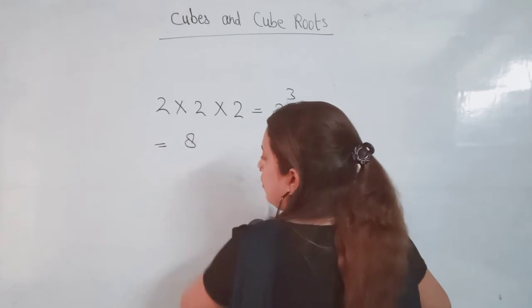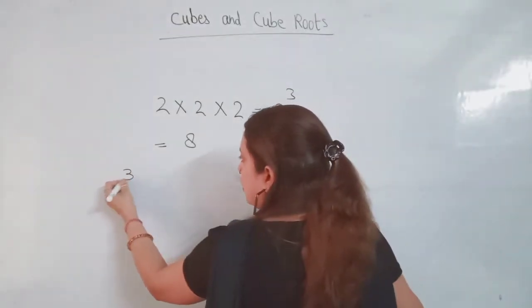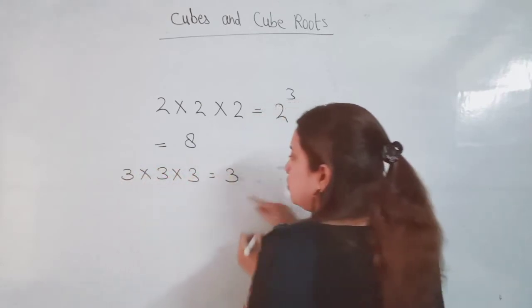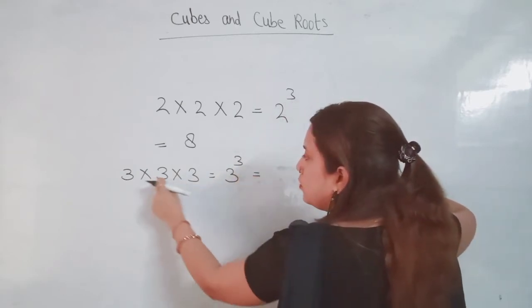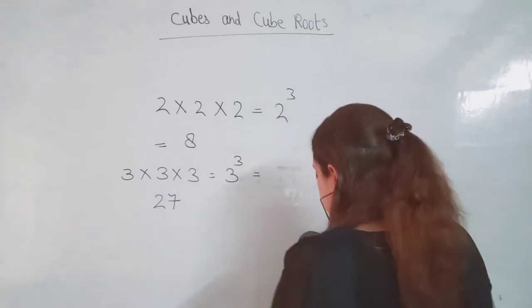8. Okay, when we talk about the cube of 3, we multiply 3 by itself 3 times and we write 3 raised to the power 3 is equal to 3 into 3 into 3, which is 27. Okay, this is the cube.